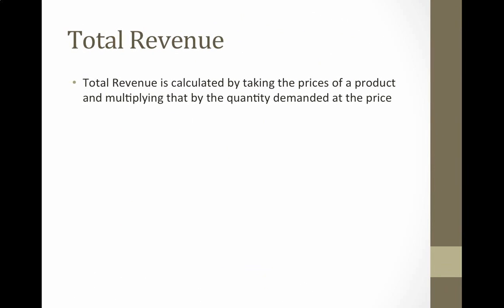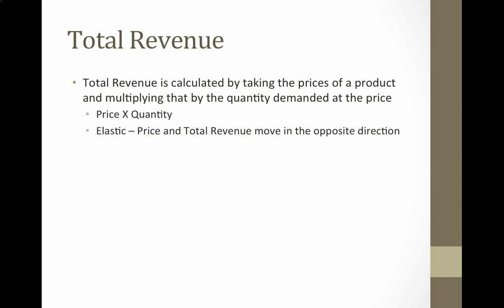And the final one is total revenue. Total revenue is calculated by taking the price of the product and then just multiplying that times the quantity demanded. So it is price times quantity. This is what a business is going to calculate to see how much money they have coming in.